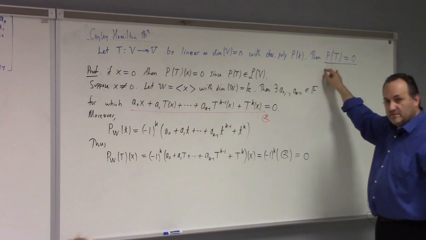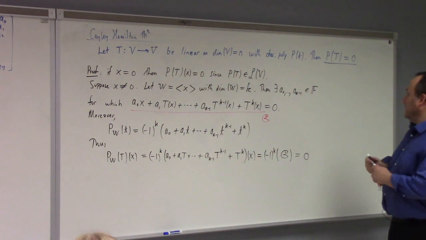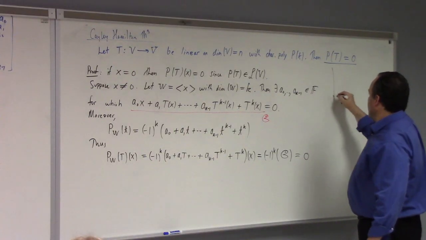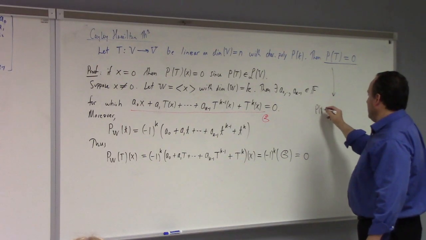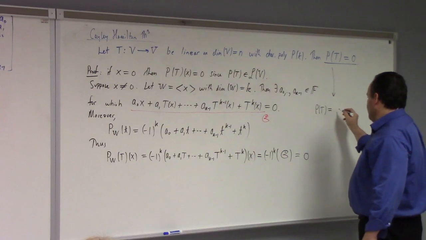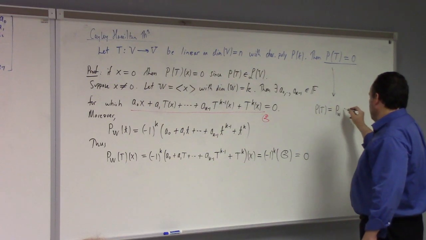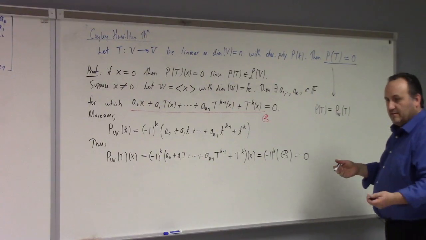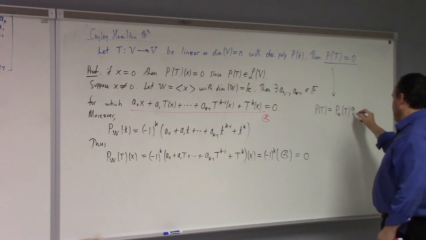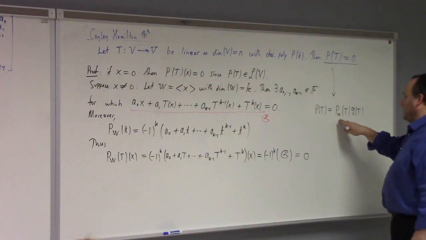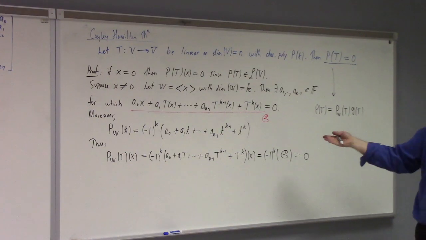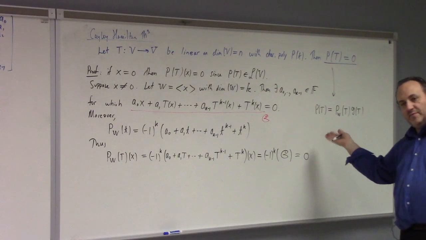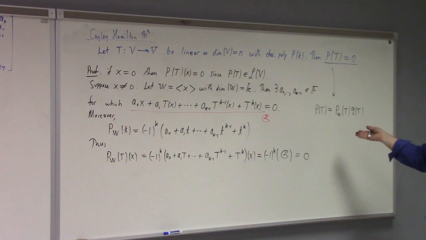But what did we do at the start of today? Remember what we had at the start? We had p of t, which we can write as p sub w of t times some other thing, let me call it g of t. In other words, the characteristic polynomial of t sub w is a factor of p of t, by the first thing we did today.